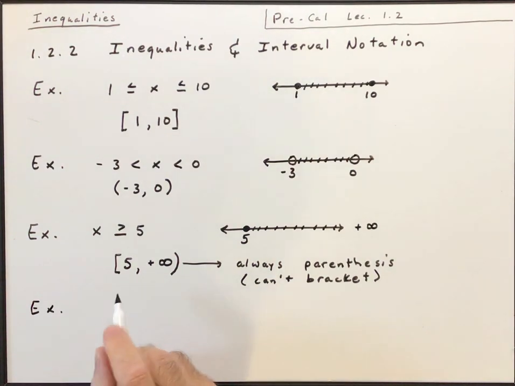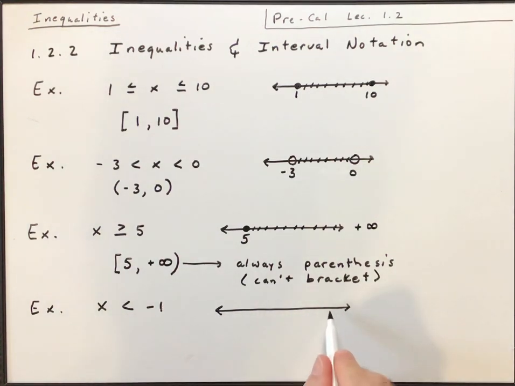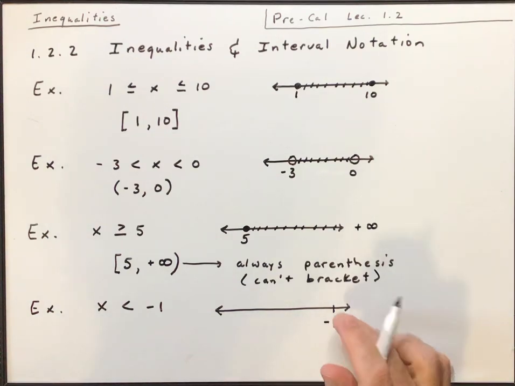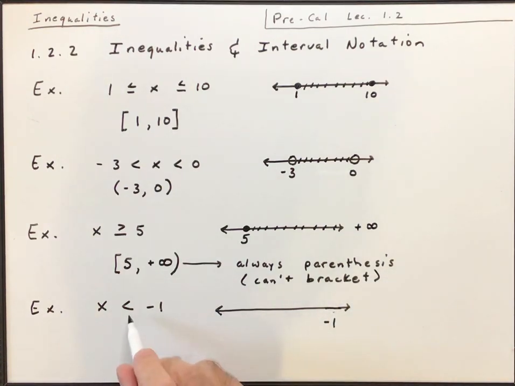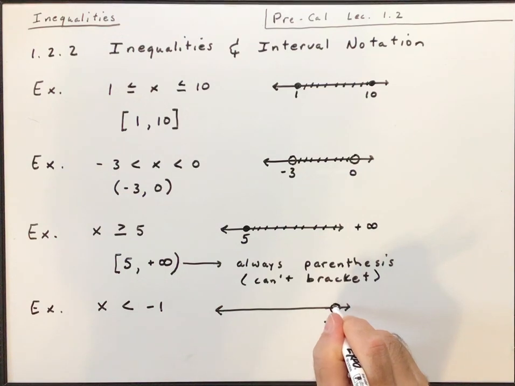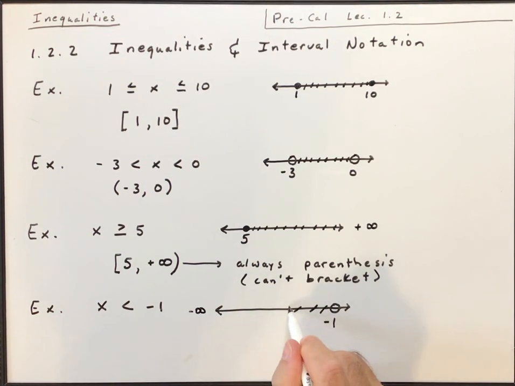Okay, let's try another one like that. How about x less than -1? So x is always smaller than -1. Well, on our number line, what that means is that we would put our -1 to the right side of the number line, because x is always less than that. Okay? And it's going to be an open circle there, because there's no equal sign there. So an open circle all the way to negative infinity.